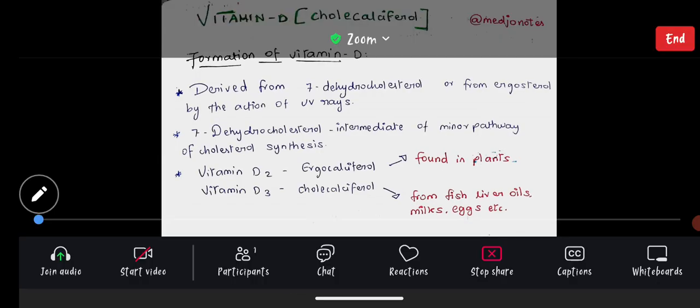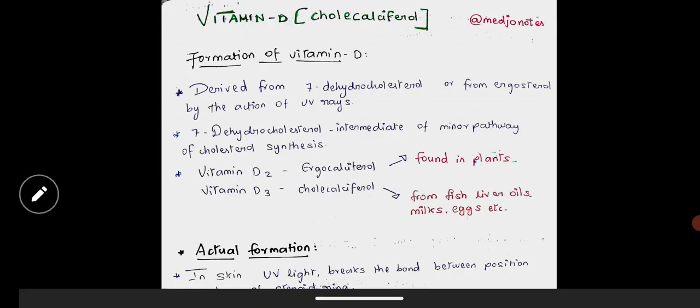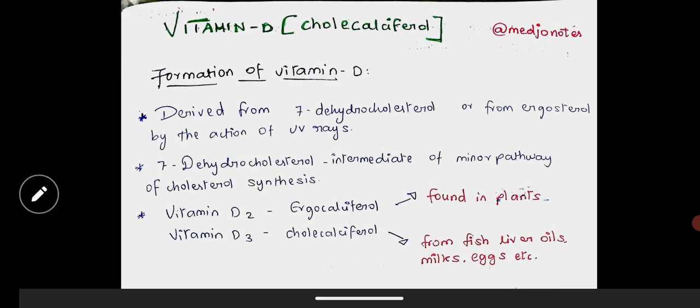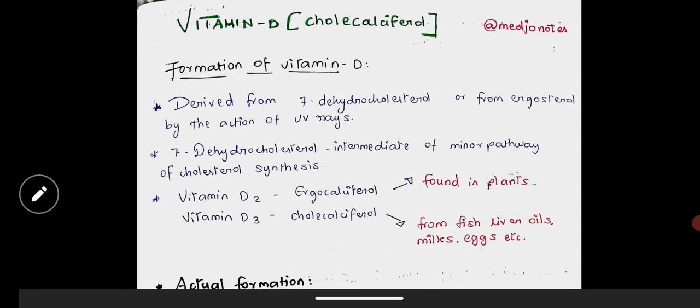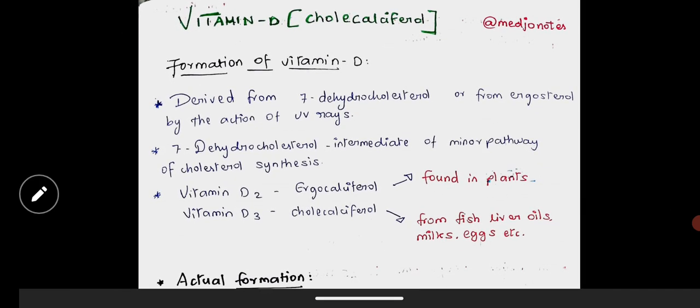First, as usual, we'll see the formation of vitamin D. Its common name is cholecalciferol. You have to remember this name. It is derived from 7-dehydrocholesterol or from ergosterol by the action of UV rays. We'll see the actual formation next.